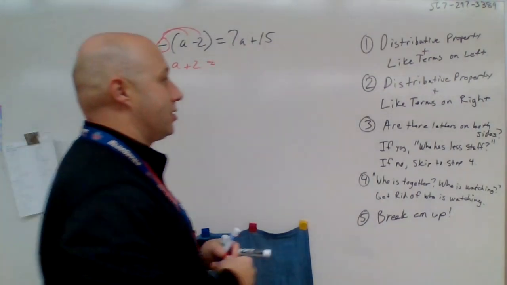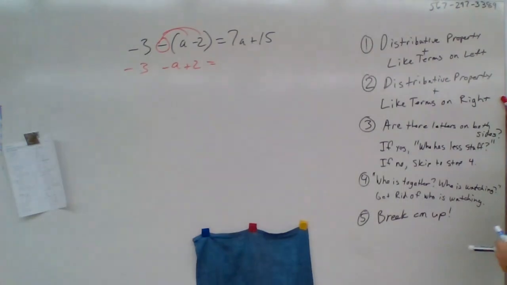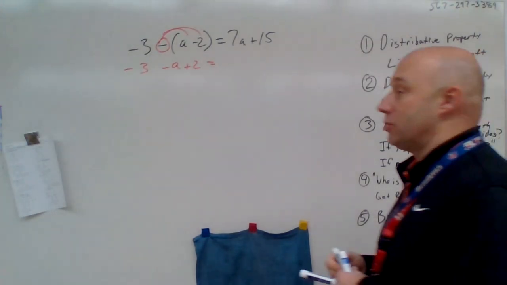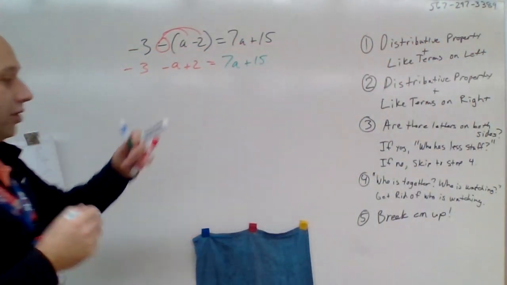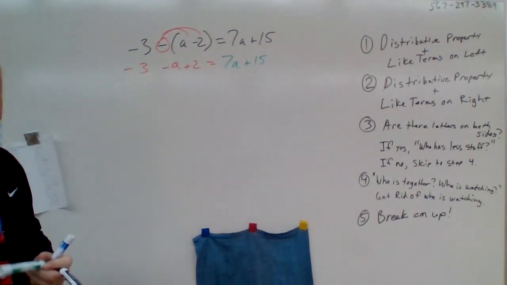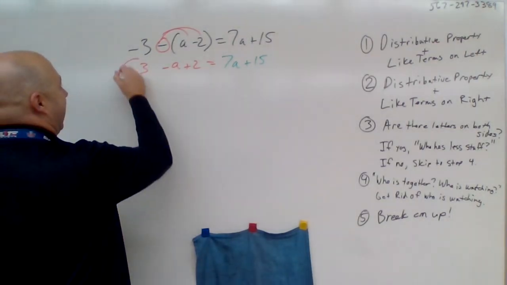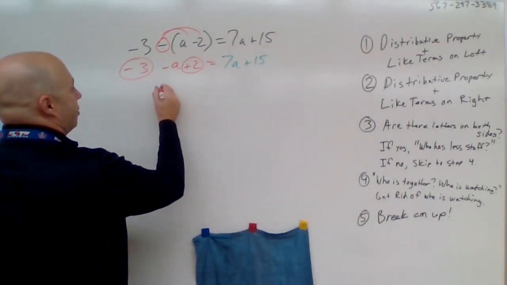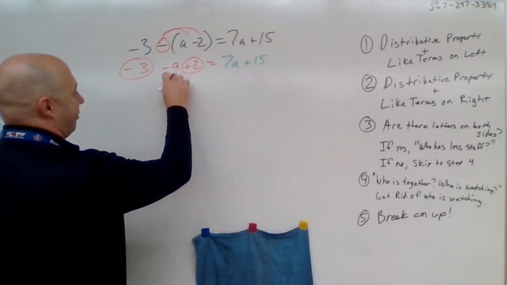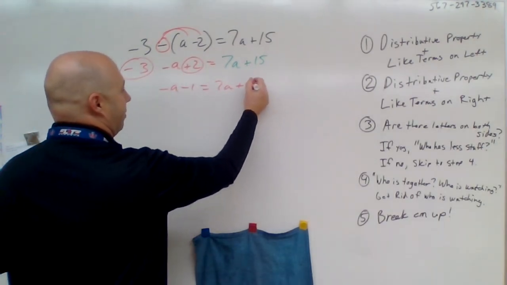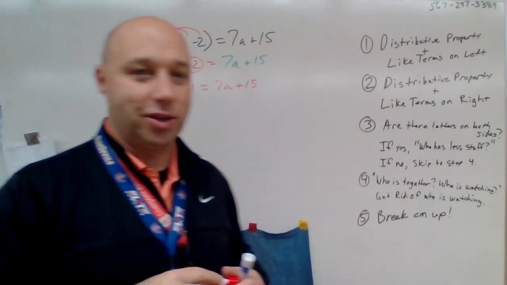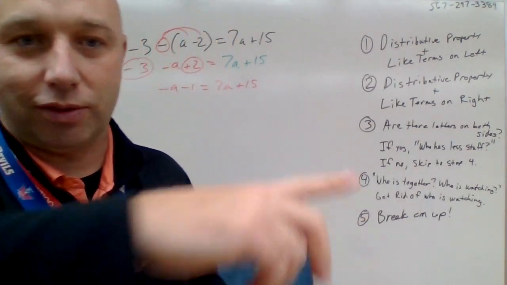Okay, step 2 says distributive property and like terms on the right. There's nothing to do over there, so we're just going to go ahead and bring those down. Then we have like terms on the left. Oh man, I forgot to do like terms on the left. Come on, pay attention. -3 plus 2. So I'm going to leave the negative a first. -3 plus 2 is -1. Man, oh man, I messed up. I forgot to do the like terms. See, that's why you got to pay attention to all the steps over there.